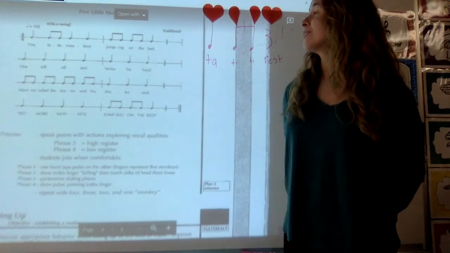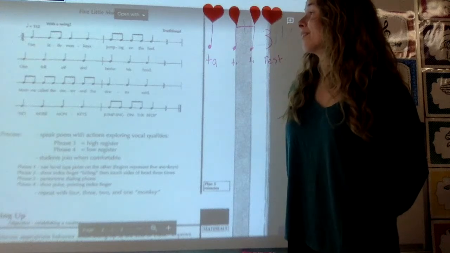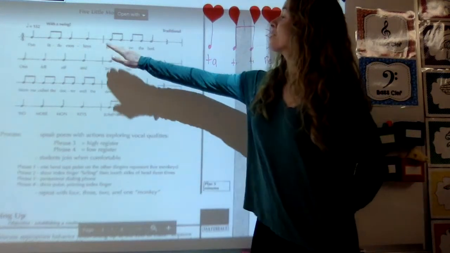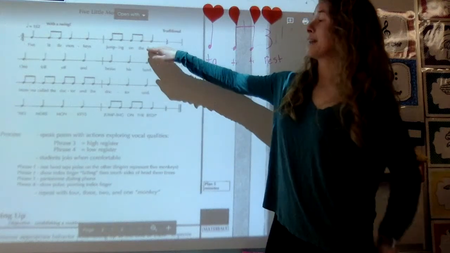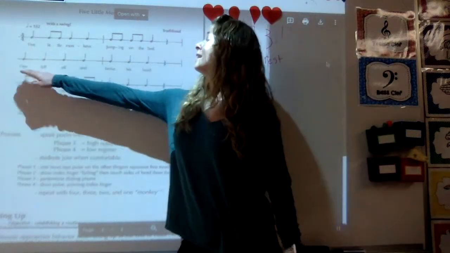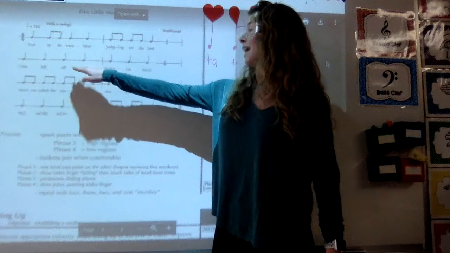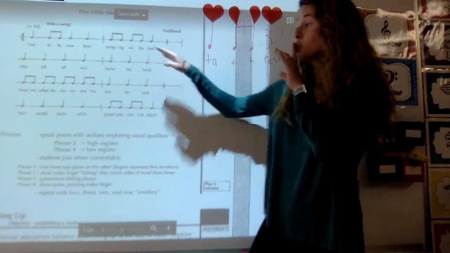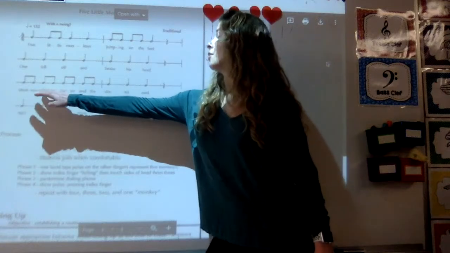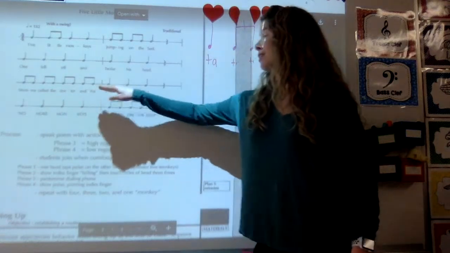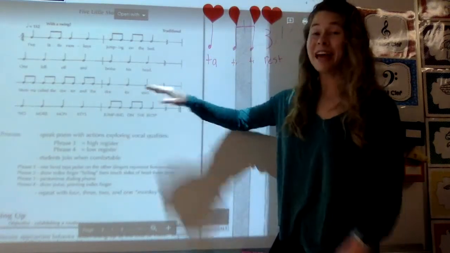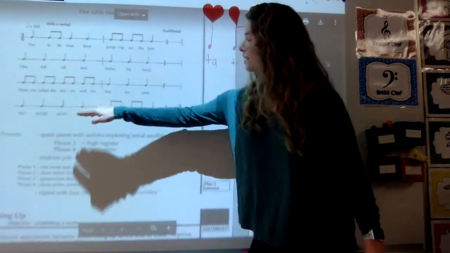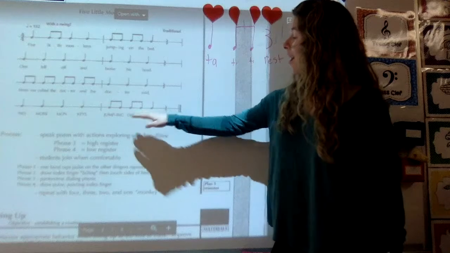One, two, ready, go. Five little monkeys jumping on the bed. Shh. One fell off and broke his head. Shh. Mama called the doctor and the doctor said, no more monkeys jumping on the bed.